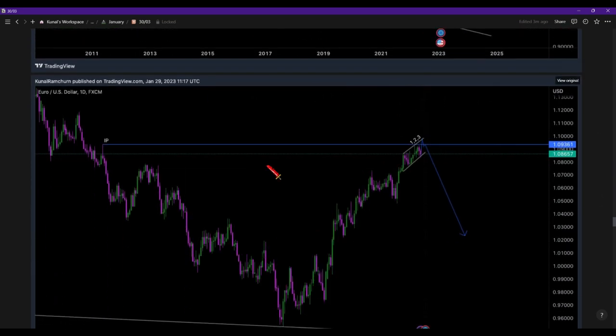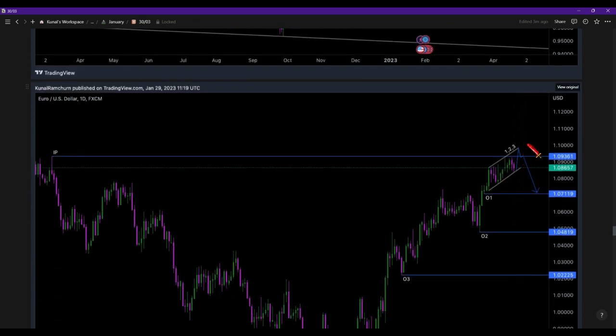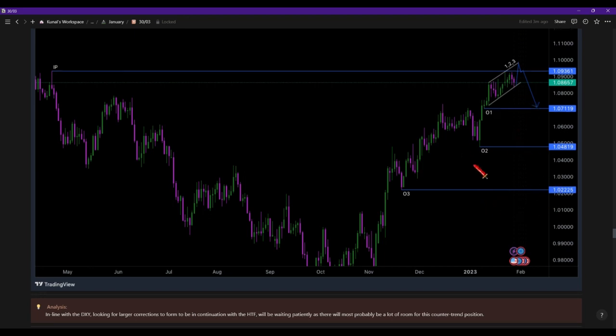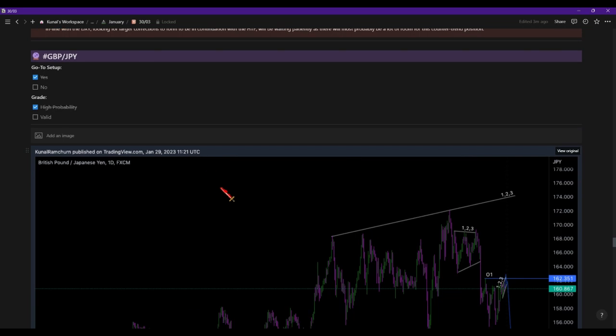Euro USD, similar price action, just got a little squeeze. Potentially we might get a 1, 2, 3 leading up and then a sell off, in line with the DXY, as we saw, looking for that larger correction. So I've marked on these override zones. Could we potentially pull to override 3? Possibility, but we have override 2 and 1 to also be aware of.